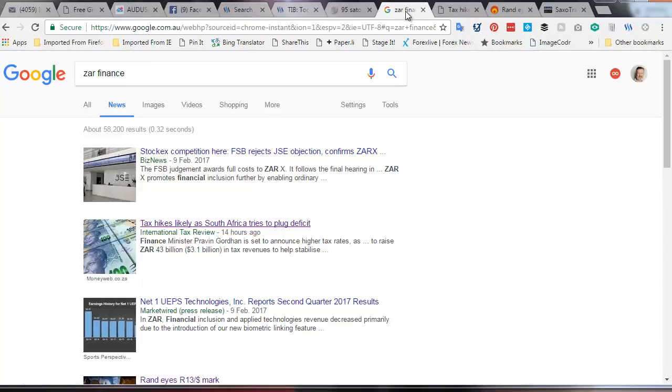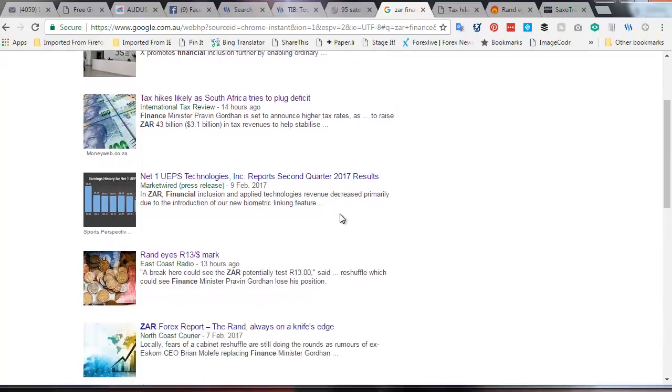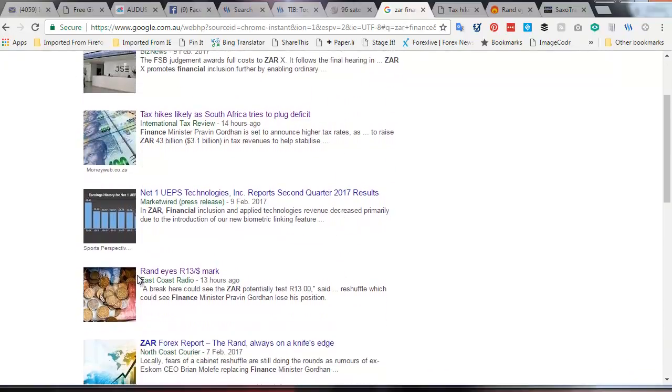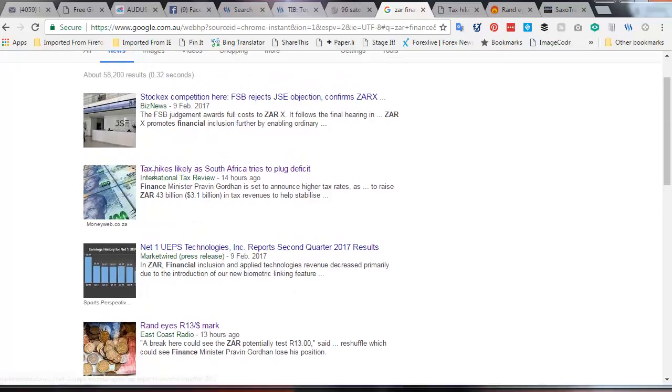So I reached across to my good friend Google, and I just typed in ZAR Finance, and I'm looking for news, and we're highlighting news. I'm looking for news as to what might be going on. And there are two articles that caught my eye. The first one here says Rand eyes the 13 Rand per dollar mark. It's from East Coast Radio, 13 hours ago. And the other one that caught my eye was tax hikes likely as South Africa tries to plug the deficit, and that's 14 hours ago.